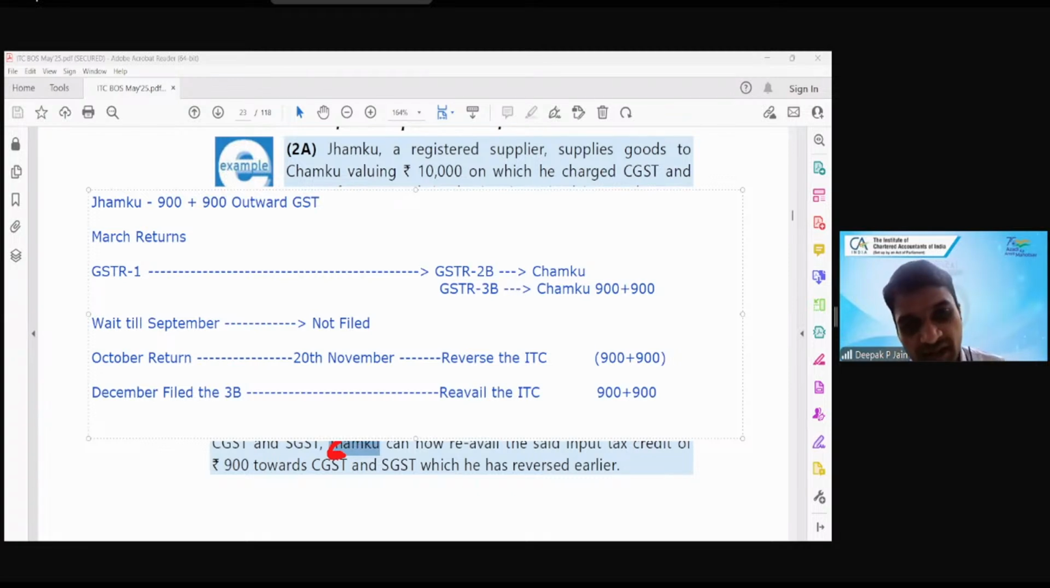Any time limit for 3B? Yes, it is said there will be return for 3B by the 20th, and for quarterly return filers, it will be on the 22nd. Payment for invoice within 180 days, third exception. Yes, I will go through that. This we are done.